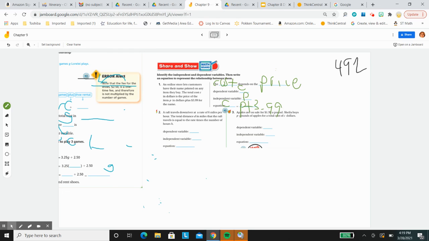I'm not going to do number 2 and number 3. I'm going to ask you to work on these on your own right now. And think about, which one's independent? Which one's the dependent? Remember, the independent has to happen. Then the dependent variable is a result.